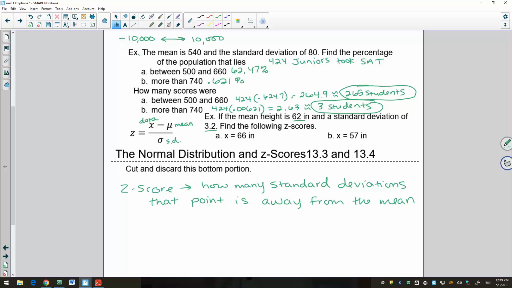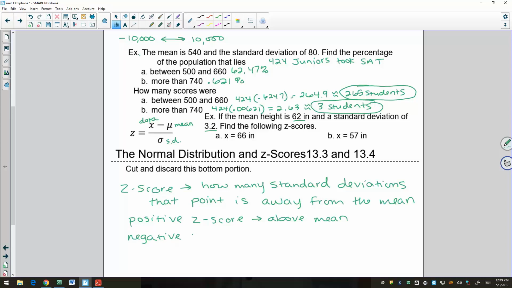You have to make sure, oh, I have to add something else down here. If you get a positive Z-score, that means you are above the mean. And if you get a negative Z-score, that means you're below the mean. So do not change the order. Don't freak out if you get a negative number.